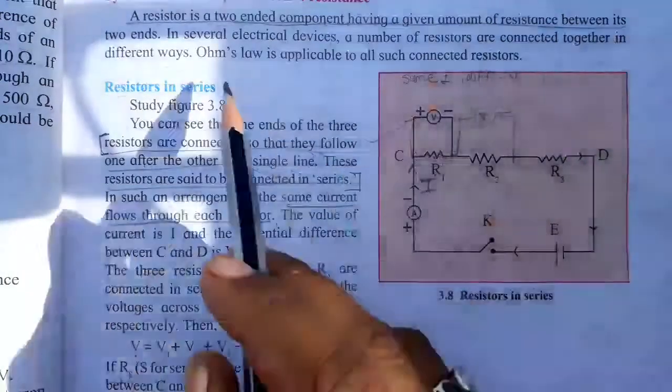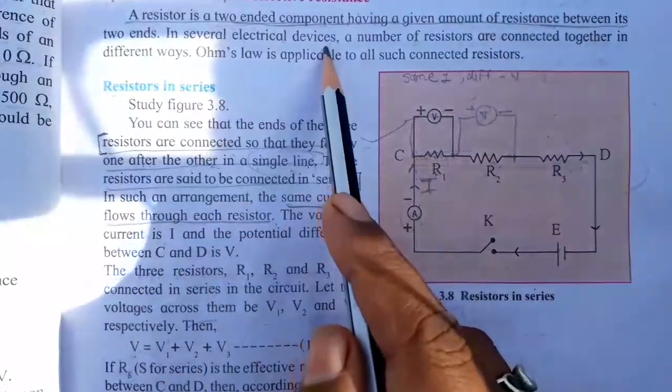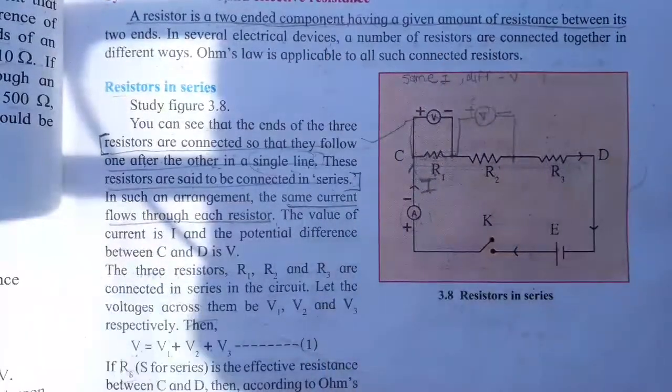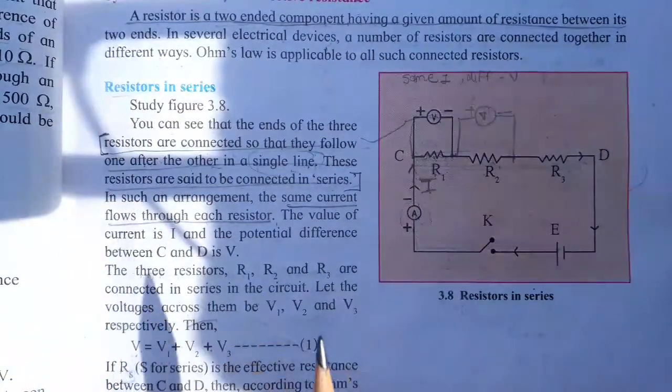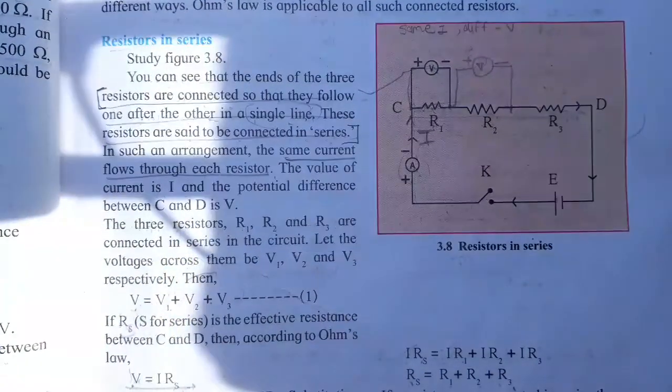Between its two ends, in several electric devices, a number of resistors are connected together in different ways. I hope you observed in electric appliances that resistors are connected either to reduce the current or increase the current. There are two types of resistors connections, series and parallel. Let's see about the series resistors.